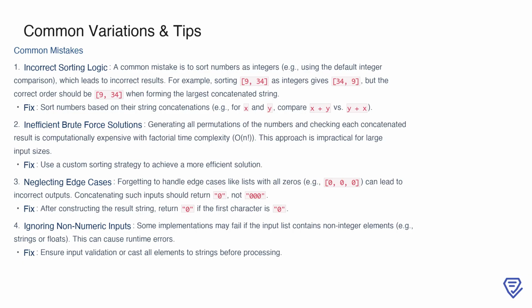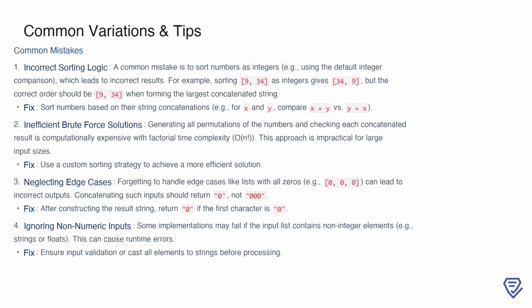The solution is to sort the numbers based on their string concatenations. Specifically, for two numbers x and y, you compare x plus y versus y plus x to decide the order. Another mistake is relying on inefficient brute force solutions. Generating all permutations of the numbers and checking each concatenated result has a factorial time complexity, which is impractical for large inputs. Instead, using a custom sorting strategy is far more efficient.